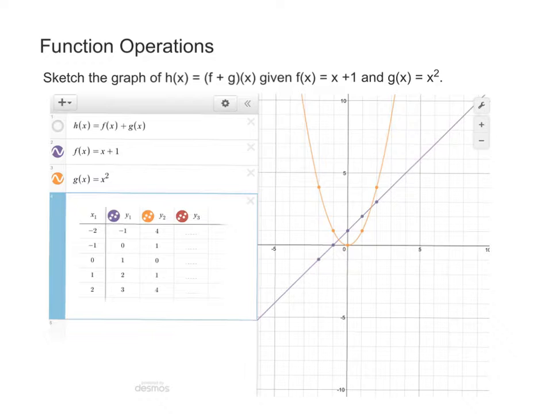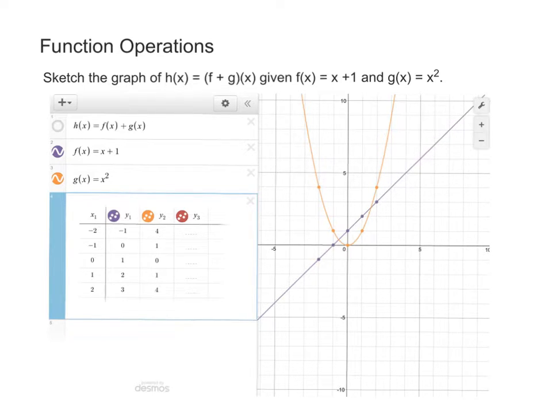So y1 is actually f of x, and y2 here in my table is g of x. And if we're trying to find f plus g of x, this first value is going to be f of -2, and the next one is g of -2. And then f and g of -1, f and g of 0, f and g of 1, and f and g of 2. And those can all be found from either the equation or the graph.